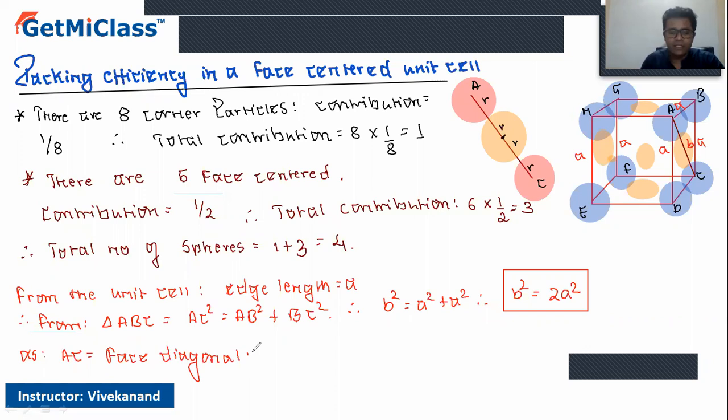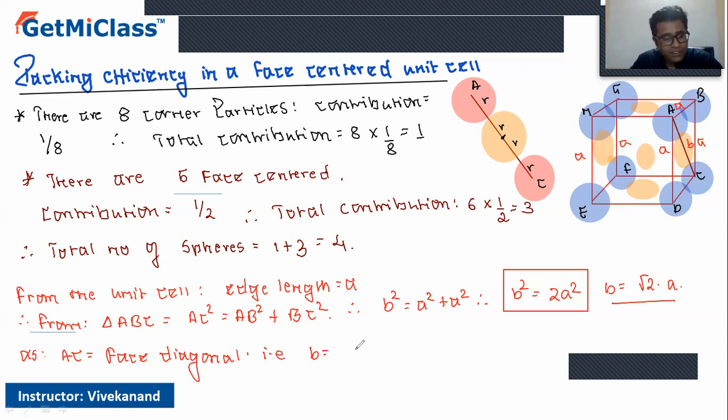Now, as it is a face diagonal, what can we say about the face diagonal here? That is, it is B, right? Now, this particular B has a value. If we take this particular value as B, then it is going to be under root of 2 into A. Now in this scenario, we can say that the BC is going to be this entire thing.